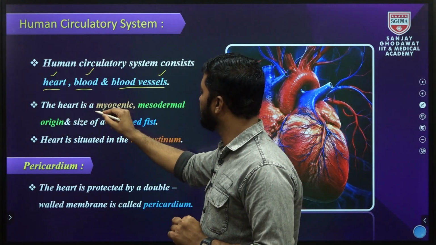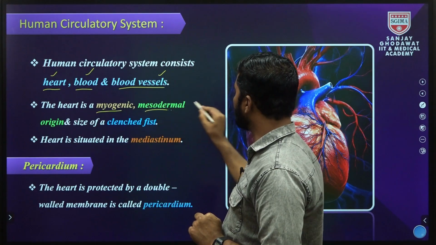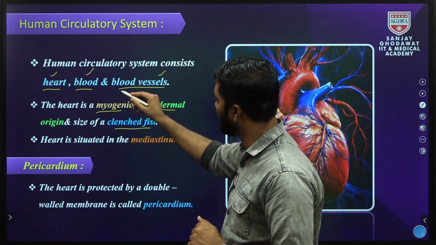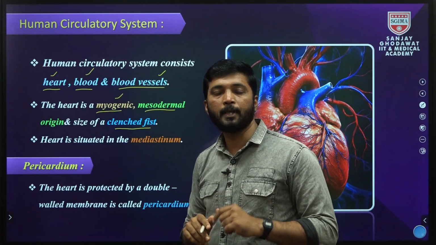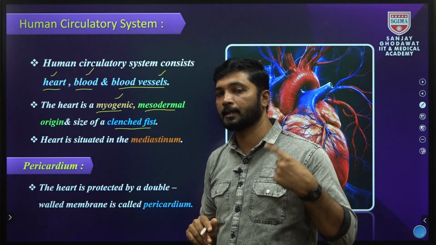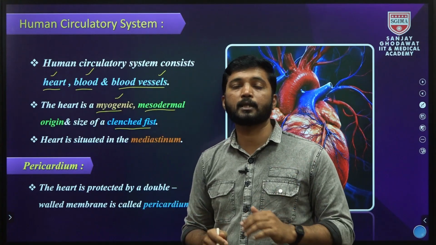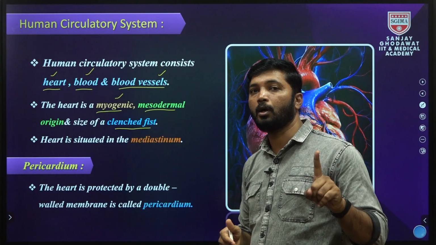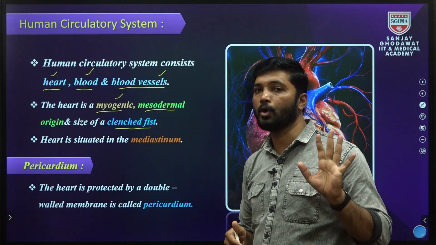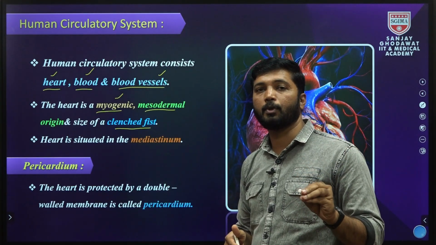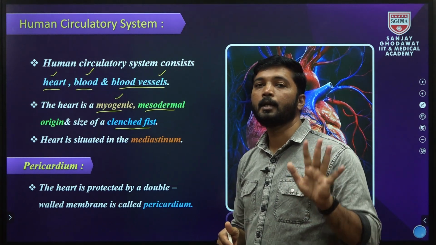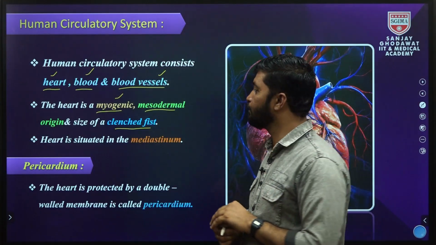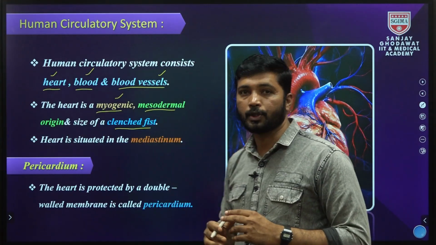The human heart is myogenic, of mesodermal origin, and the size of a clenched fist. First, myogenic. What is myogenic? It means heart muscles can regulate the cardiac activity, so that is called myogenic. In the heart, 95% is cardiac muscle and 5% is smooth muscle. So cardiac muscles can regulate the heart activity, hence it is called myogenic.